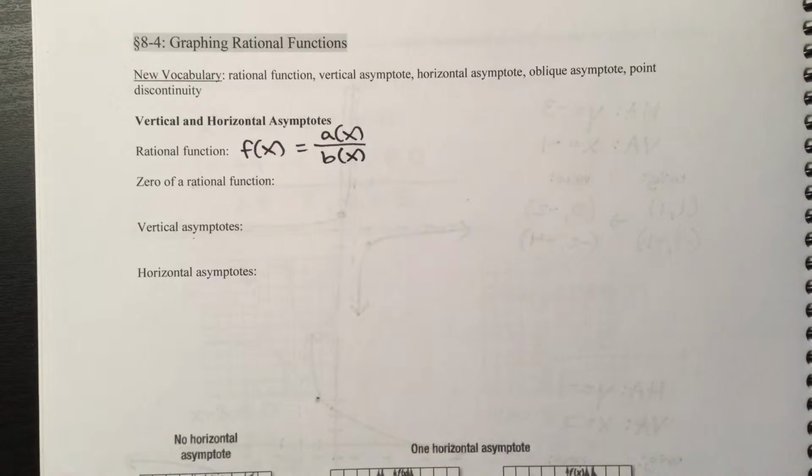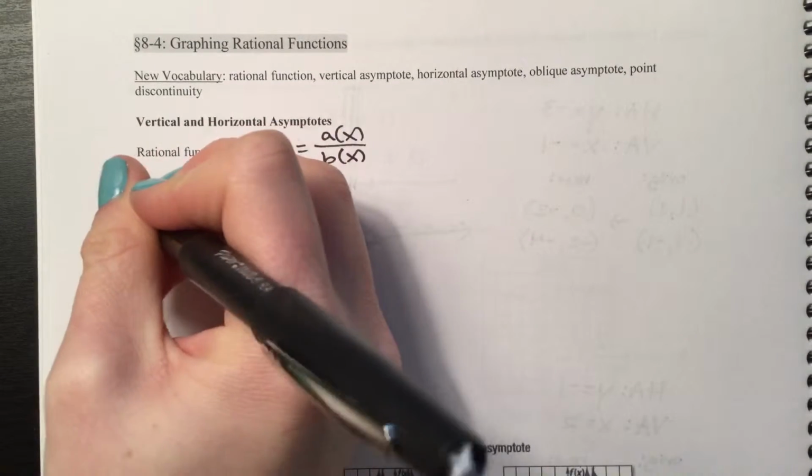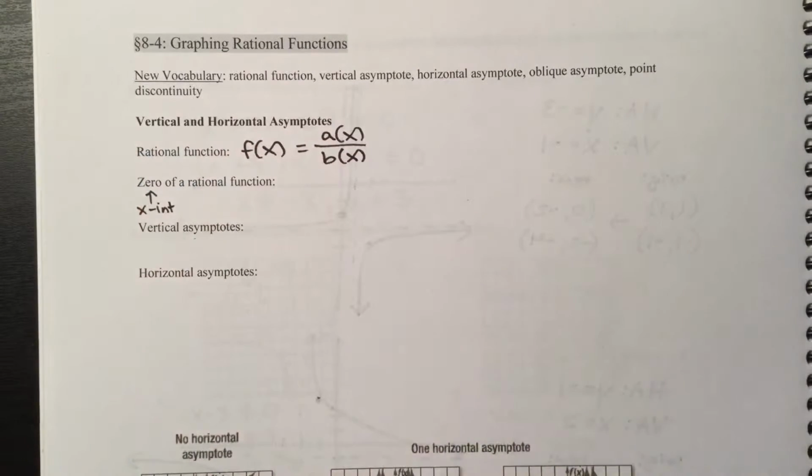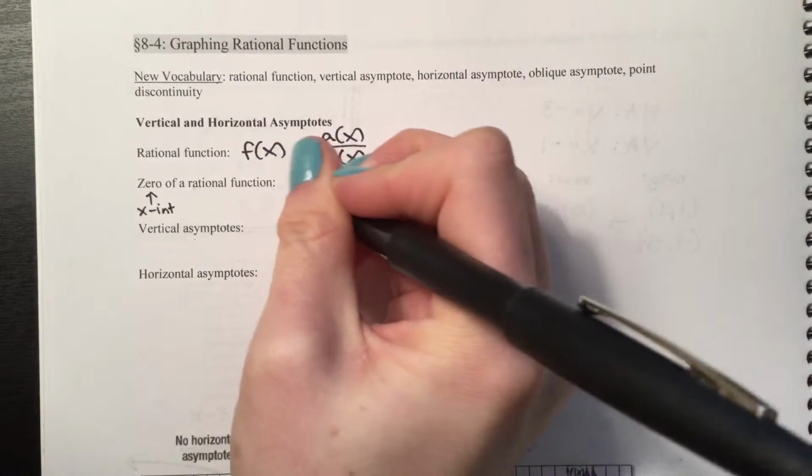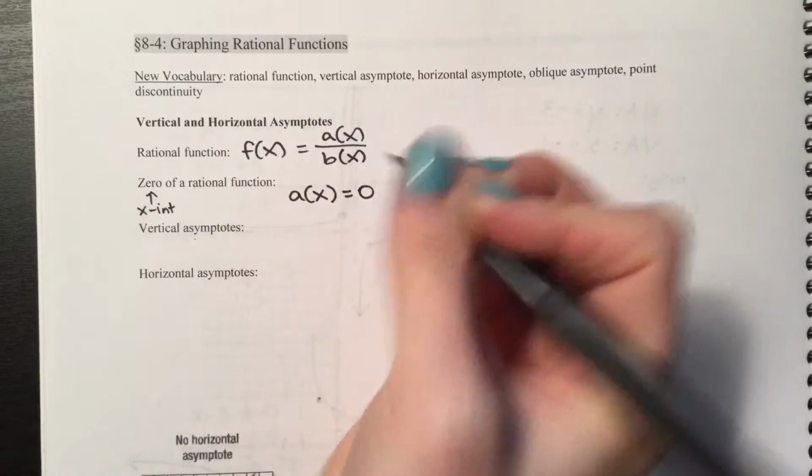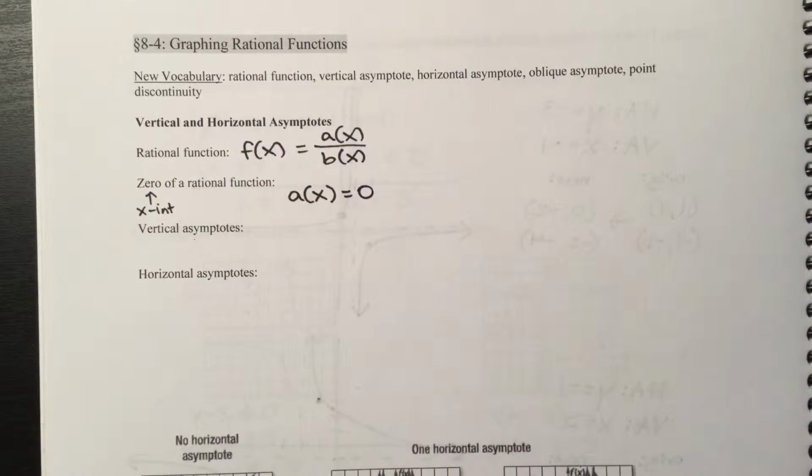So the zero of a rational function, remember zero is the same thing as x-intercept. So if you're looking for where the graph crosses the x-axis, it's a good thing to look for. Zeros, intercepts, and asymptotes are all helpful to graph our rational function. So zeros would be when the numerator is equal to 0. And we've done that plenty of times. You take your function, set it equal to 0, and that helps you to find your x-intercept. So that's how you find what we call the zeros.